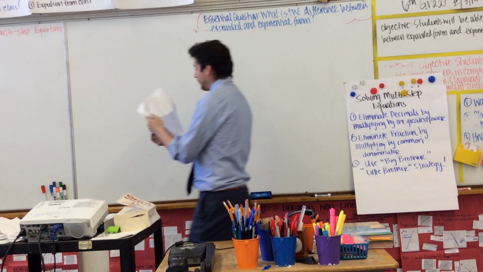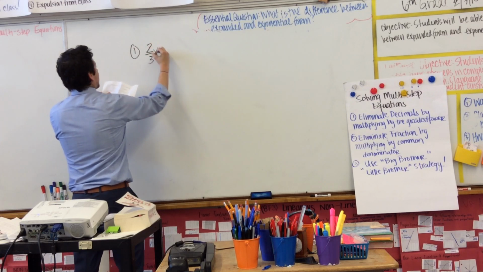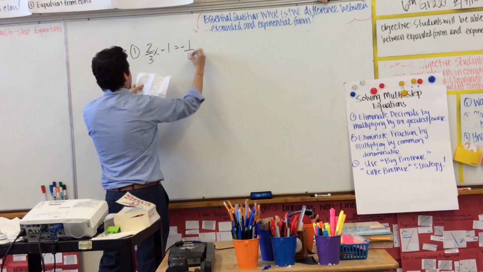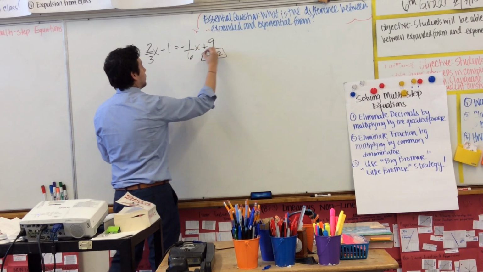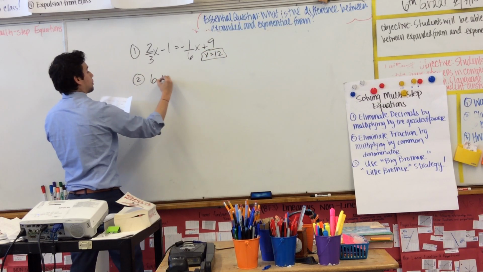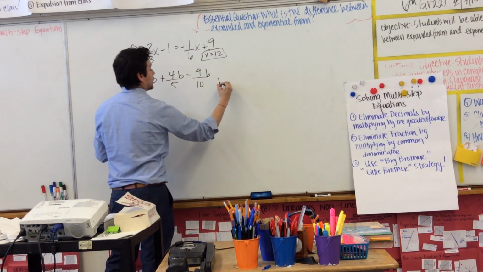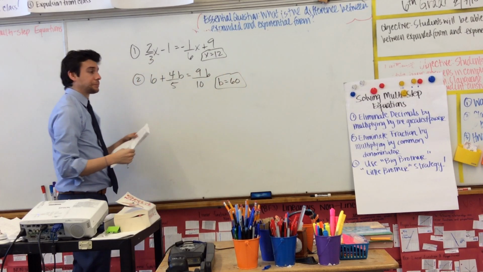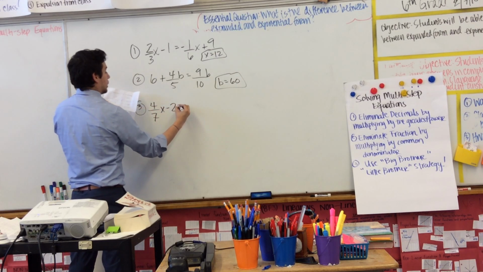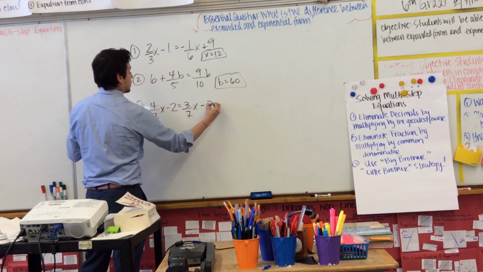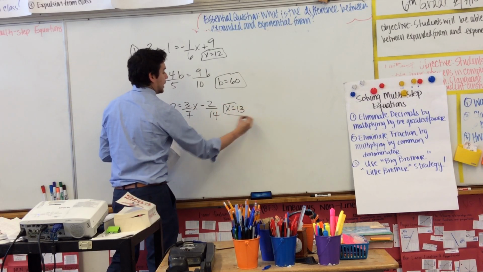Wow. Here we go. Number 1. 2/3 x minus 1 equals negative 1/6 x plus 9. The answer for that one is 12. Yay. 2. 6 plus 4 over 5b equals 9 over 10b. The answer for this one is 60. Number 3. 4 over 7x minus 2 equals 3 over 7x minus 2 over 14. The answer for this one is x equals 13.